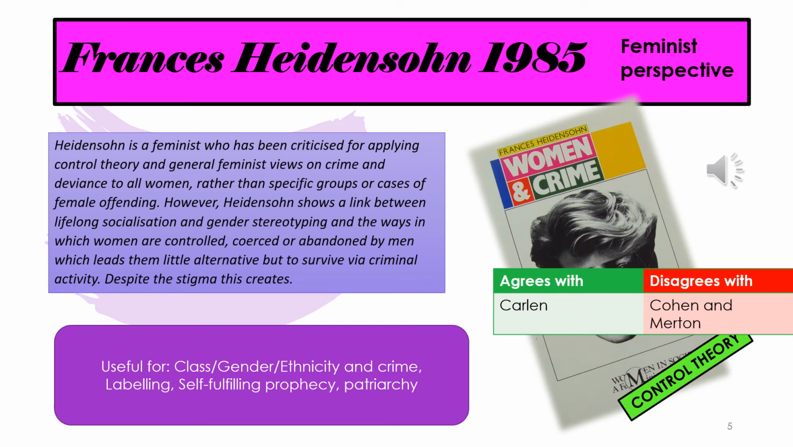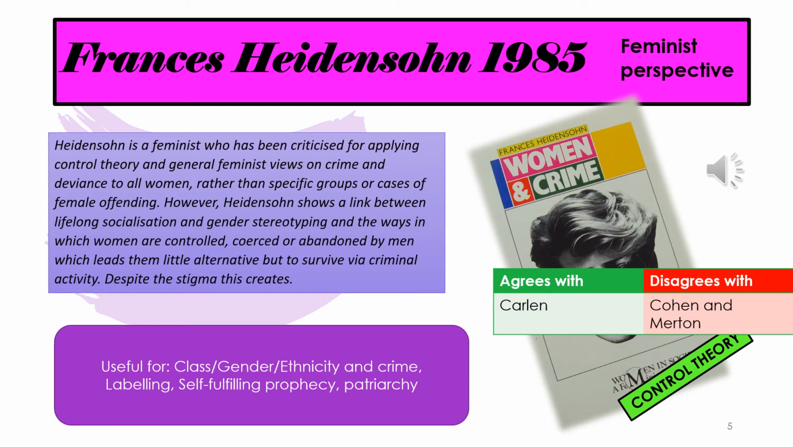Heidensen and Carlin often get confused. Now, Heidensen's writing slightly earlier. She's writing in 1985, so 13 years before Carlin. And one of the criticisms is she applies her ideas to all women, whereas Carlin very much looks at working class women on a smaller scale.